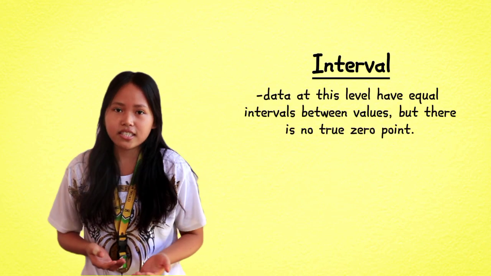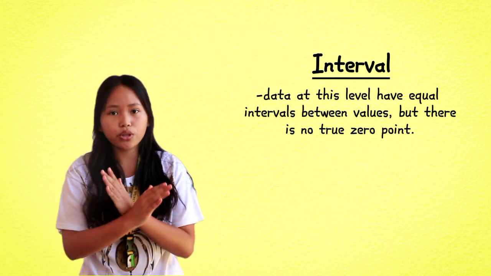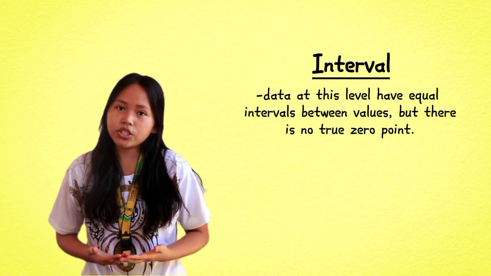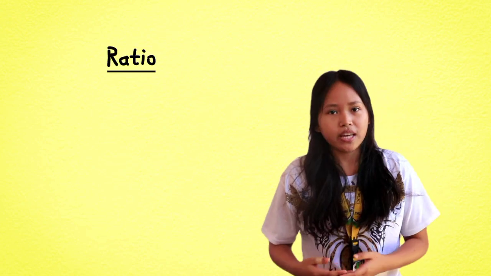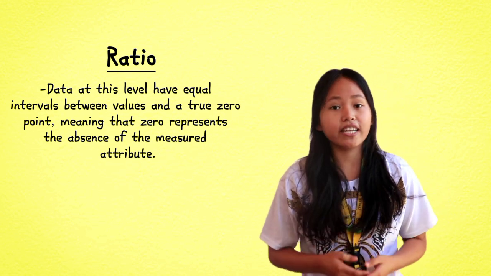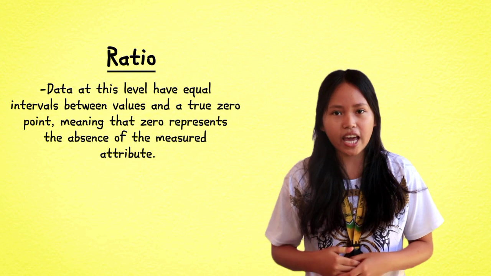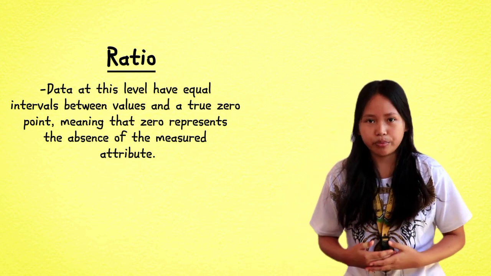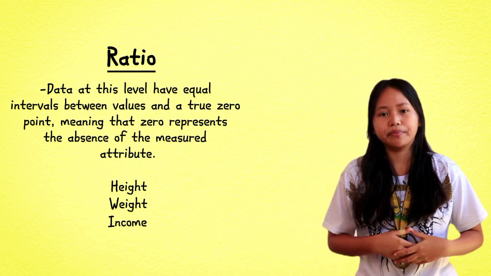Interval. Data at this level have equal intervals between values, but there is no true 0 point. Temperature measured in Celsius or Fahrenheit is an example. Ratio. Data at this level have equal intervals between values and a true 0 point, meaning that 0 represents the absence of the measured attribute. Examples include height, weight, and income.